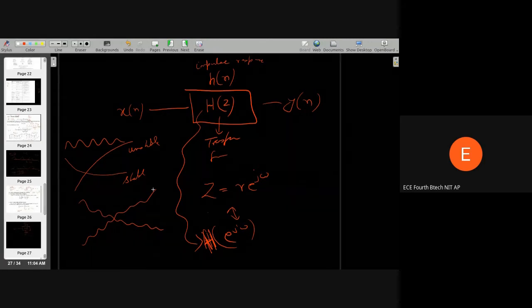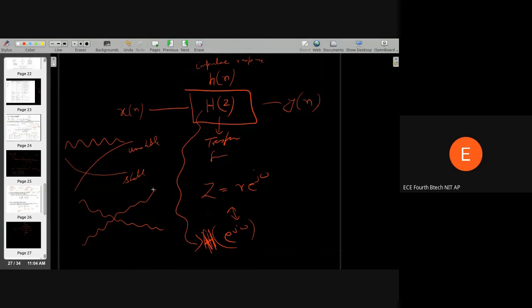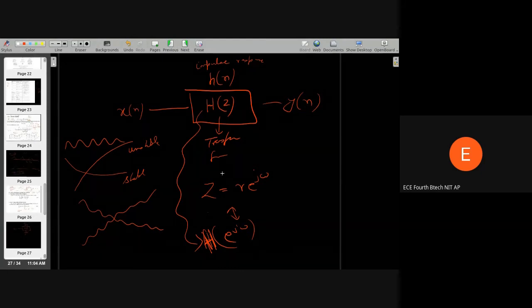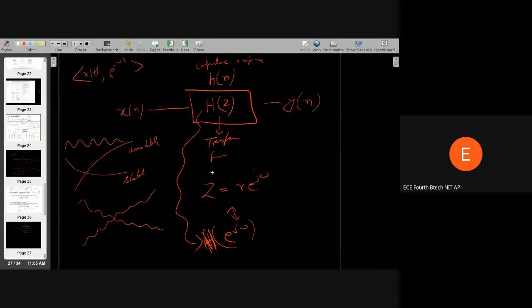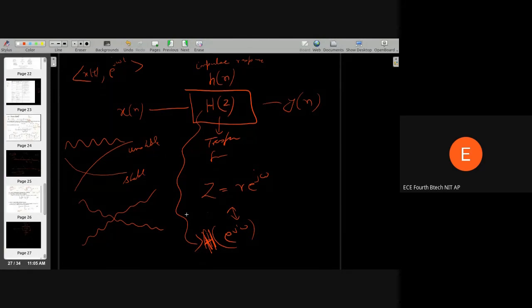But in Fourier, you are taking what is called the inner product of a complex sinusoid and your signal. In Z transform, you are taking the inner product between a decaying or increasing sinusoid and your signal.